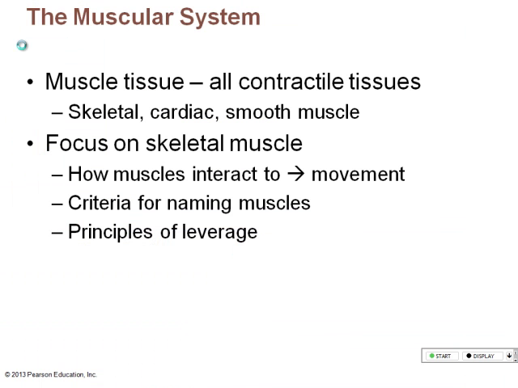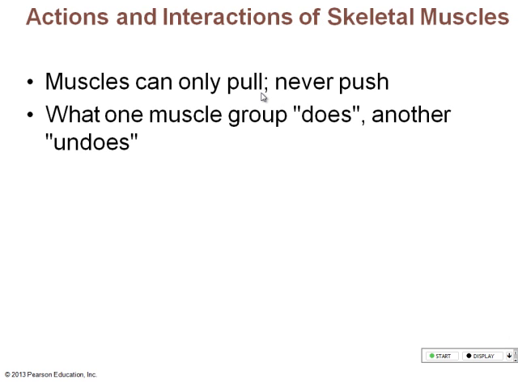Okay? So quickly, muscle tissue, contractile, three different kinds: skeletal, cardiac, smooth. We know all that from tissues. So when we talk about skeletal muscle, what's it for? Moving your skeleton. So some of the criteria for naming might be some of the things that I just mentioned. And in your textbook, they talk about that on page 320 under naming of skeletal muscles.